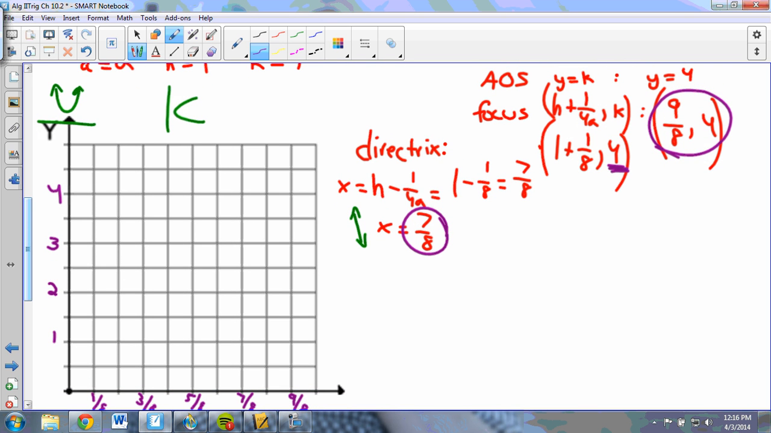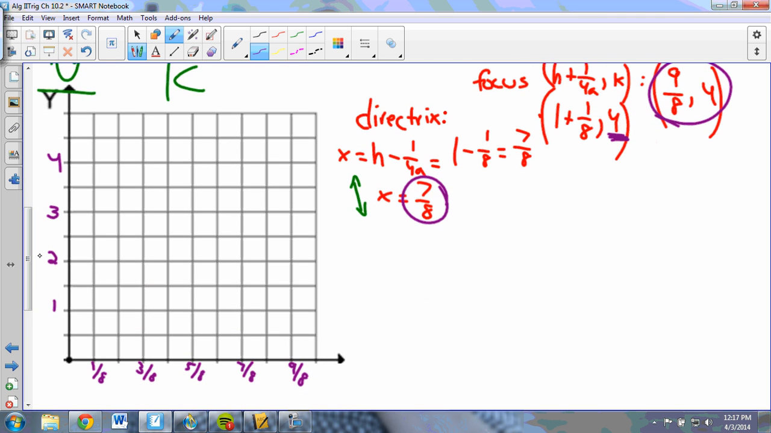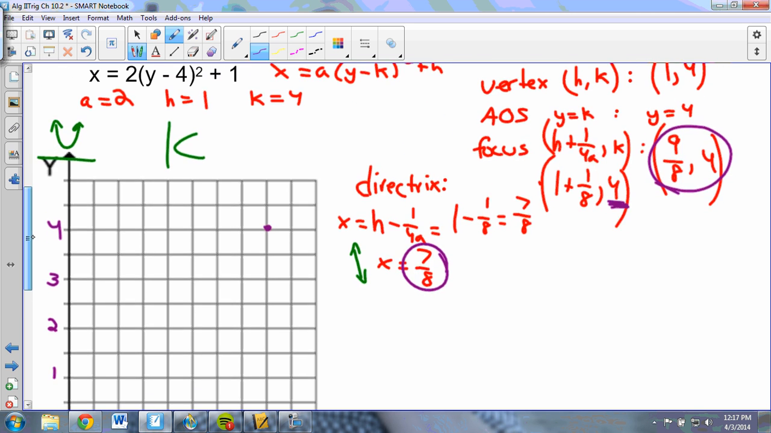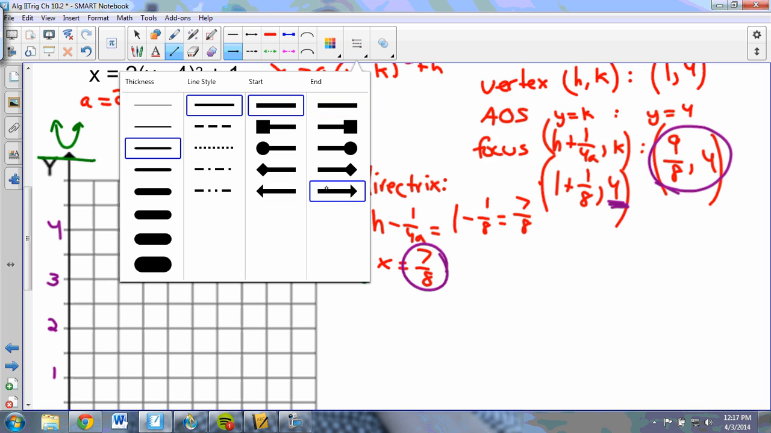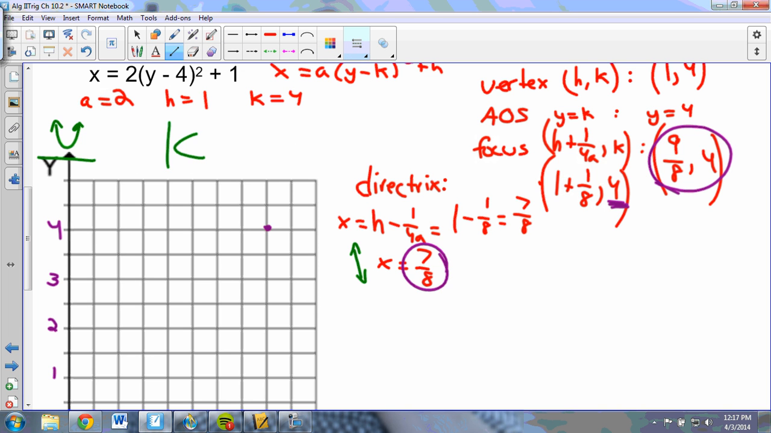And then what do I have? I have a vertex at 1, 4. This is the point 1, since 8/8 is 1. My AOS is the line y equals 4. You don't need to graph the AOS, but I think you're going to find it helpful for framing your graph in the beginning. Eventually, we probably won't worry about it. This right here is the line y equals 4. That's my AOS.